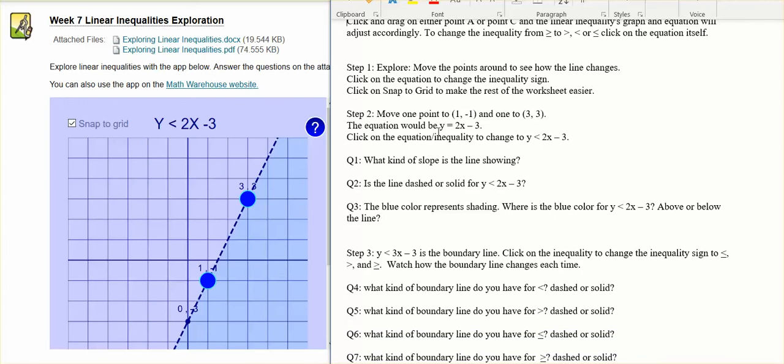Alright, so I want it to be less than, that's what it's at. So it says, what kind of slope is the line showing? If you forgot, slopes can be positive, negative, 0, or they can be undefined. So pick the correct slope.